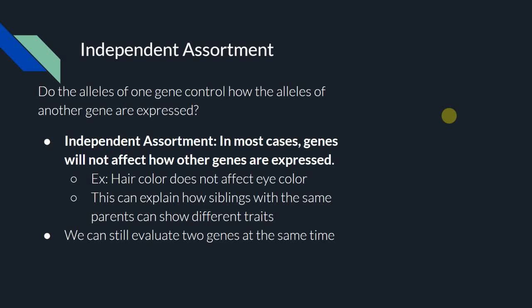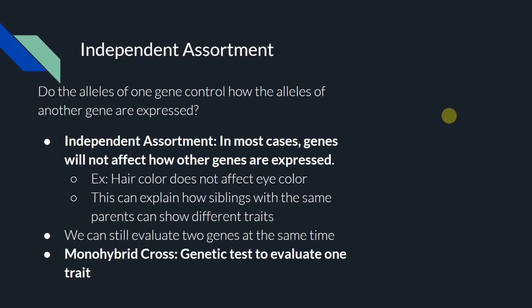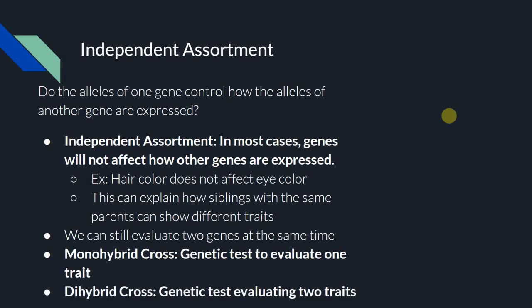When we think about what we've been doing so far in genetics, we've been doing a lot of what are called monohybrid crosses. And this would be a genetic test to evaluate one trait at a time. So again, this would be an example where we're just looking at hair color or just looking at eye color. However, we can do a different type of cross called a dihybrid cross. And this is going to be a genetic test where we evaluate two traits at once.